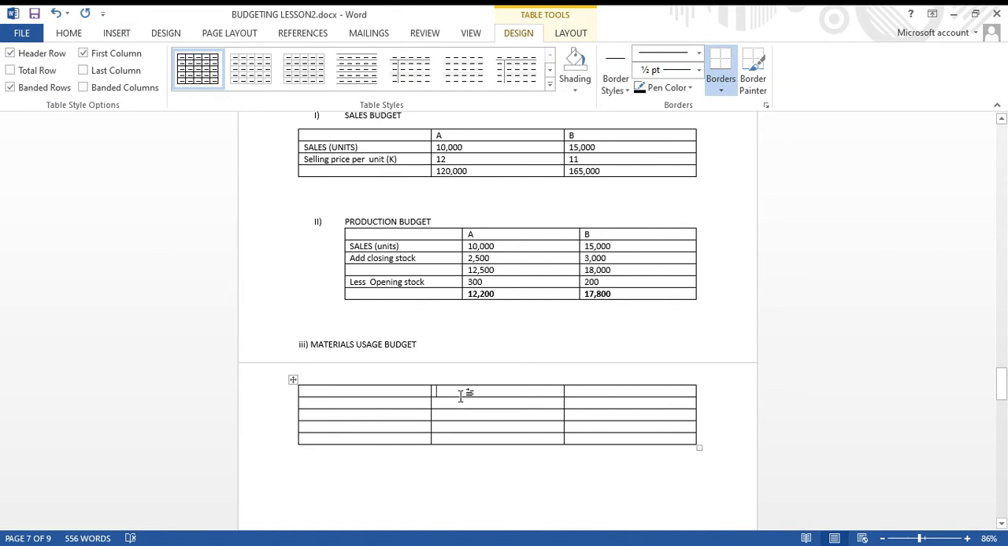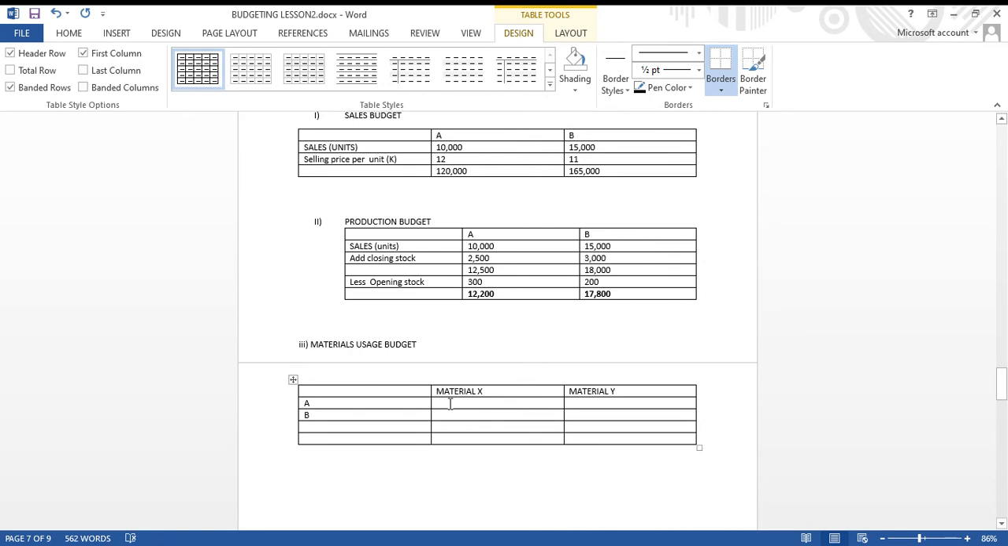All right, so here we're going to say material X and material Y. Usually we're given the units of the materials, it can be in liters, it can be in kilograms, depending on what the material is. After we've listed our materials, we're going to put here product A and product B.